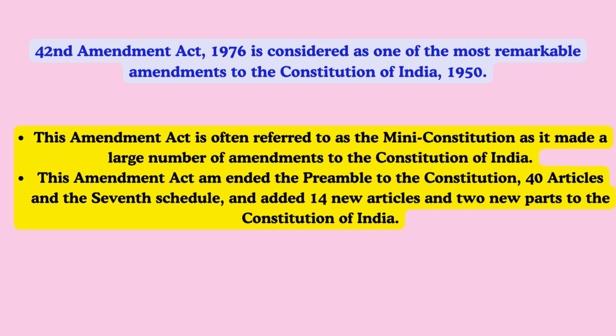The 42nd Amendment Act, 1976, is considered one of the most remarkable amendments to the Constitution of India, 1950. This Amendment Act is often referred to as the mini-constitution, as it made a large number of amendments to the Constitution of India. It amended the Preamble to the Constitution, 40 articles, and the 7th Schedule, and added 14 new articles and 2 new parts to the Constitution of India.